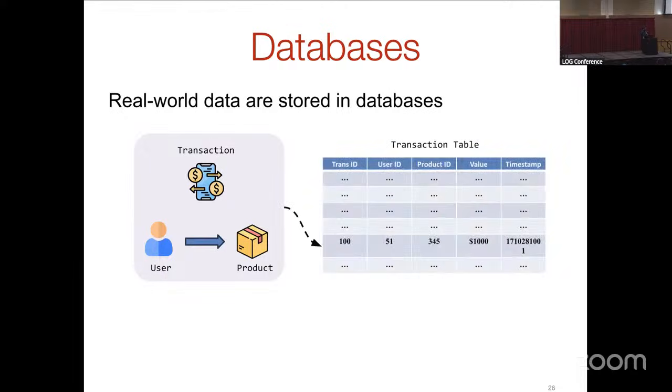And the thing is that, if you look at such a database, there is a transaction table, and this transaction table has different columns. There is a primary key column, which has a transaction ID. And there are foreign key columns, the user ID here and the product ID. And then there might be some other features, such as the value of a transaction, which is a numerical feature, or the timestamp. And these are the columns of this transaction table, and different rows correspond to different records or to different transactions.